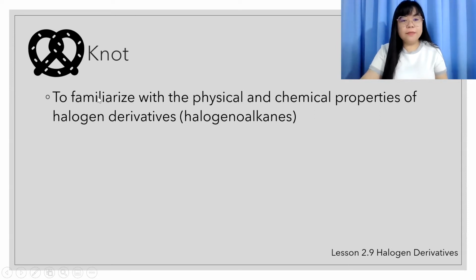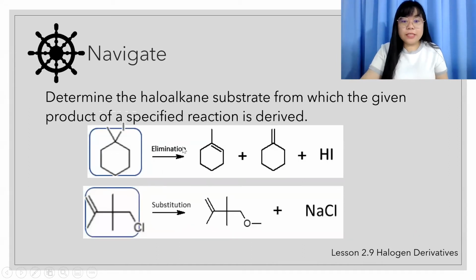Okay, so that ends the lesson. I think that we have accomplished this target, which is to familiarize with the physical and chemical properties of halogen derivatives. So this lesson does not include predicting whether a specific substrate is going to undergo elimination or substitution. Rather, this lesson only allowed us to familiarize ourselves with both of these different processes. That question or that concern is probably going to be addressed in succeeding lessons.